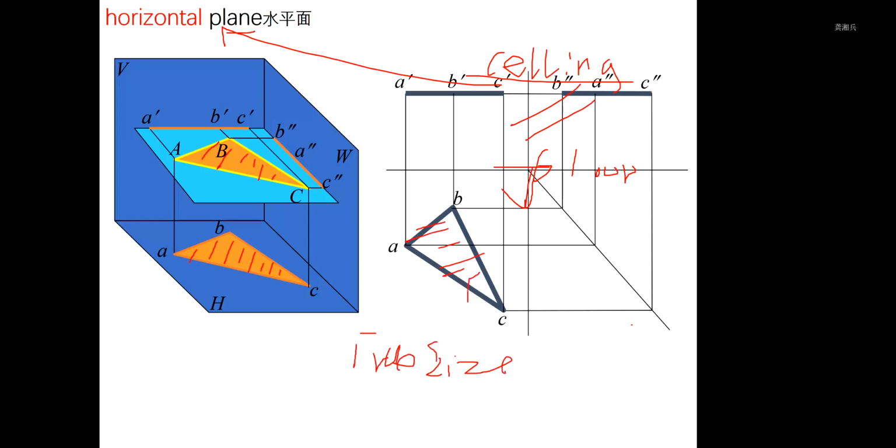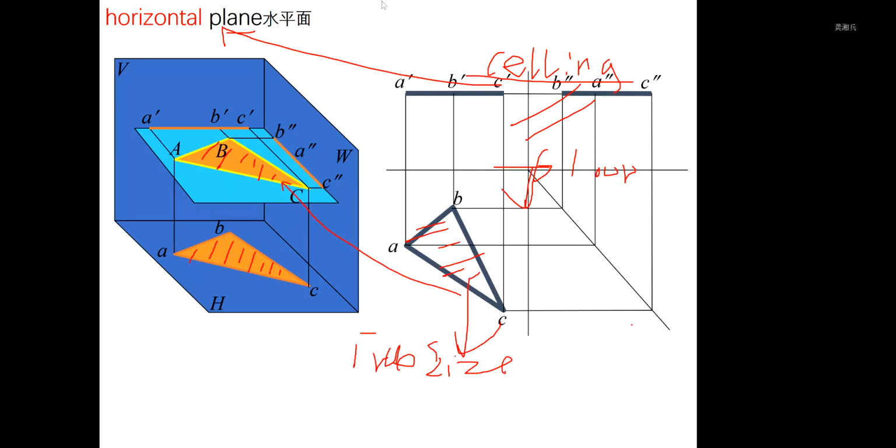It's a true size of this picture with the 3D. But the other two projections accumulate to one, because this parallel plane is a spatial perpendicular plane: this plane is perpendicular to the V, and also perpendicular to the W. So the parallel plane is perpendicular to two planes. This is the difference from the perpendicular plane, because we know the perpendicular plane is perpendicular to only one of the projection planes, but the parallel plane is at the same time perpendicular to two planes.